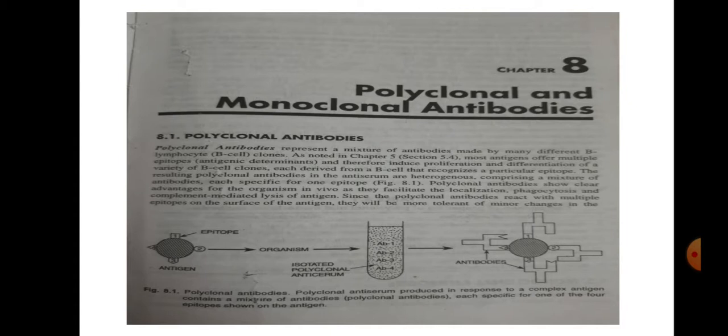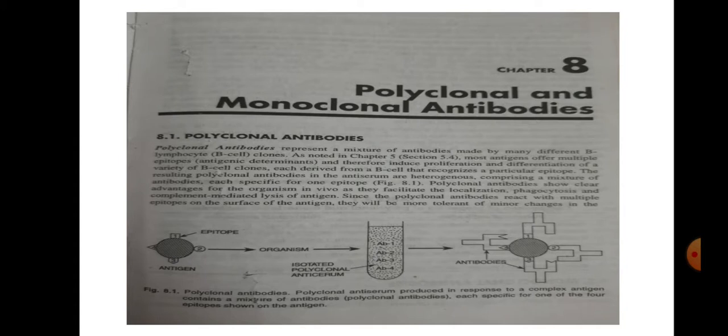In the picture, we can see an antigen with four different epitopes, epitope 1, 2, 3, and 4. When this antigen enters an organism, it induces antibody proliferation, resulting in production of antibody 1, antibody 2, antibody 3, and antibody 4, respectively. This mixture is known as polyclonal antibodies, and this is how these antibodies bind to the respective epitopes.